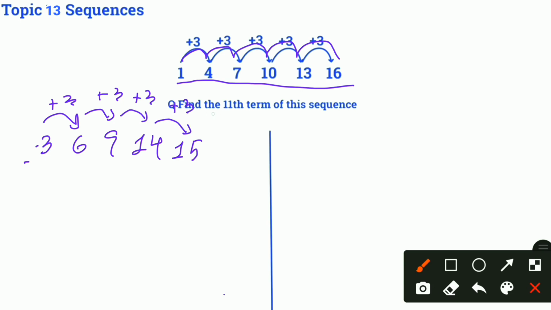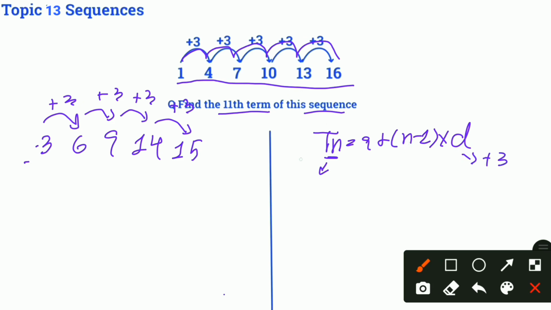Okay, so we have been given the question: find the 11th term of this sequence. How to find this? We will use the formula Tn = a + (n - 1) × d. Tn means the position, a means the first term, n means the total number of terms, and d is the difference. So the d is plus 3. Tn is the position, so we need to find the T11. A is the first term, so the first term will be 1.